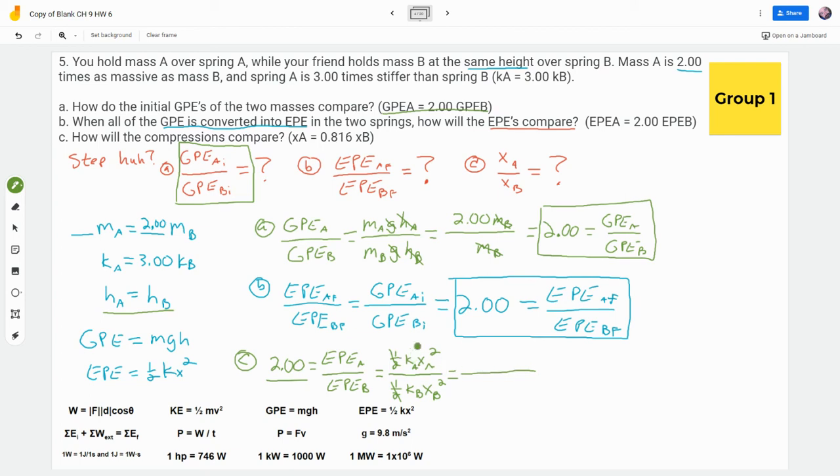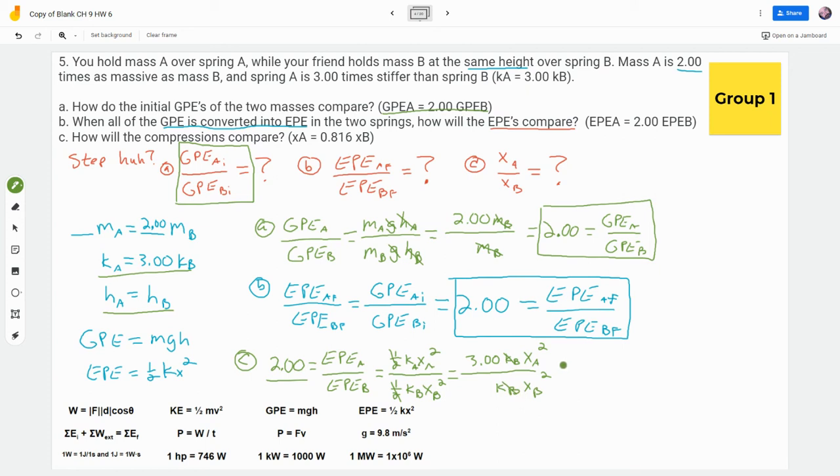So for now, let's do the keep or replace thing. K sub A, that's very easy to replace. K sub A is equal to 3K sub B. So that's very easy to replace. So we will replace it. 3.00 K sub B X sub A squared. And on the bottom, K sub B. That's tricky to replace, so we're going to leave that one. K sub B times X sub B squared. All right, at this point, the K sub B's cancel.